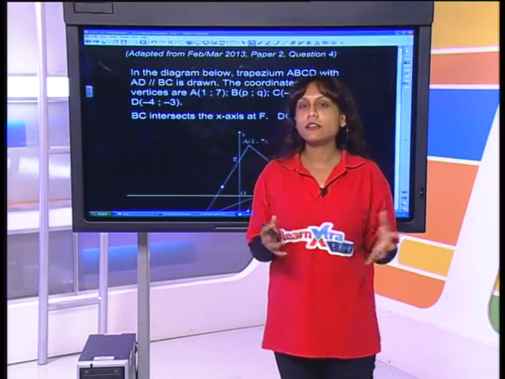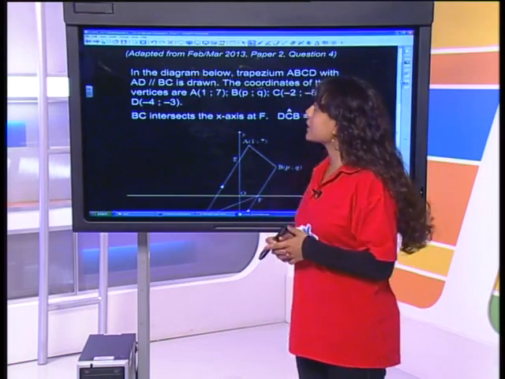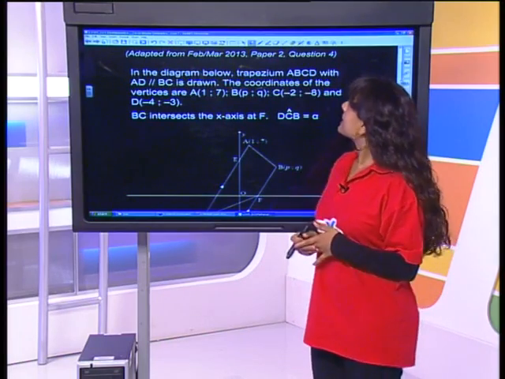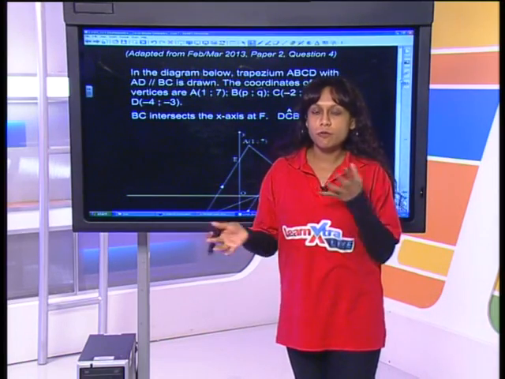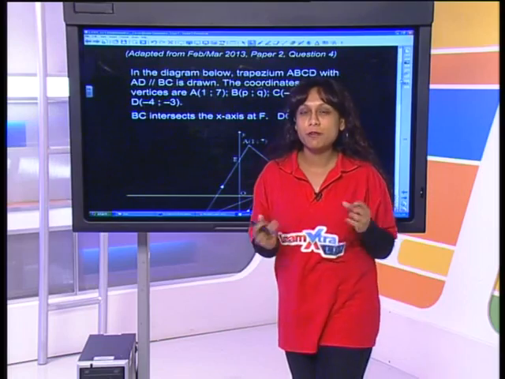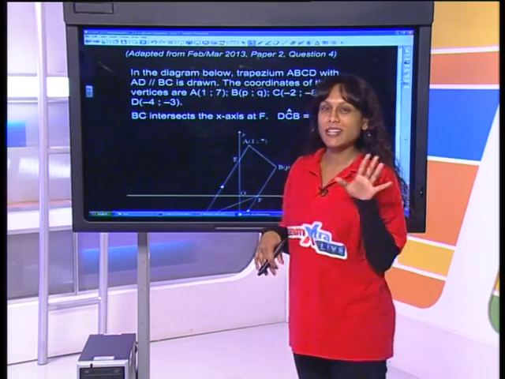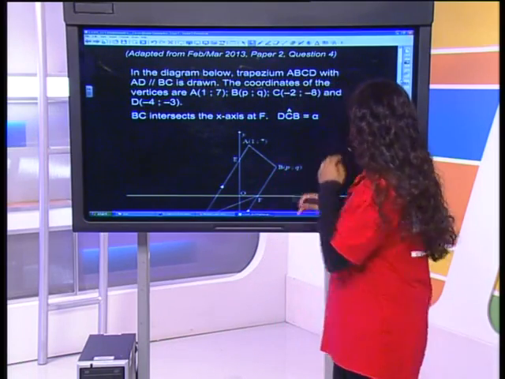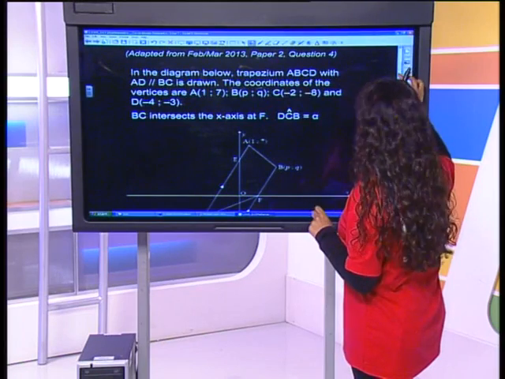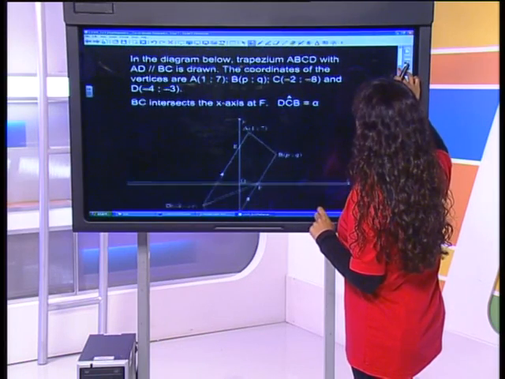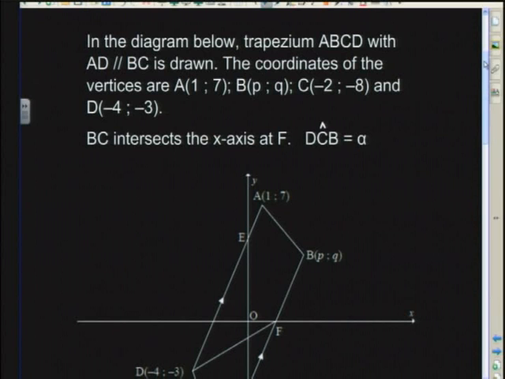All right, guys, let's get started with our first question. We're looking at a question that's been adapted from the February 2013 supplementary exam. And remember, we're looking at analytical geometry. In this question, we are given a diagram, and we are told that ABCD is a trapezium.